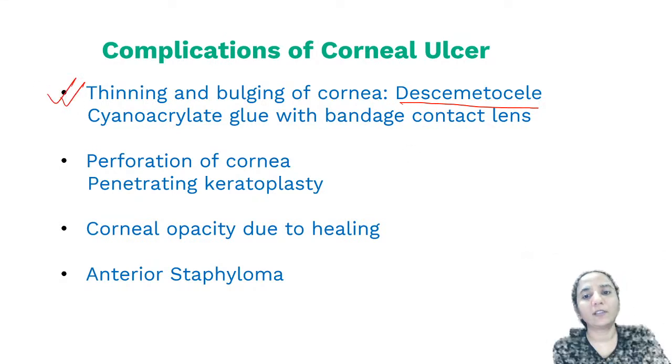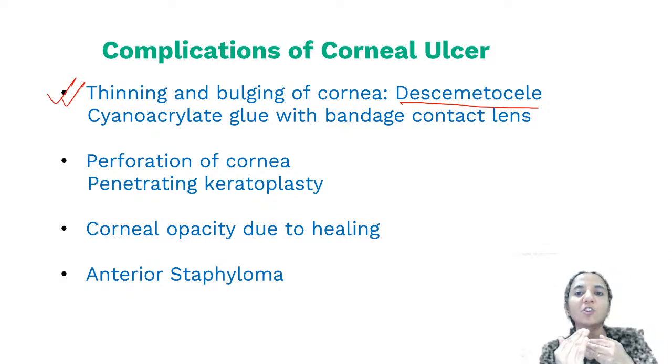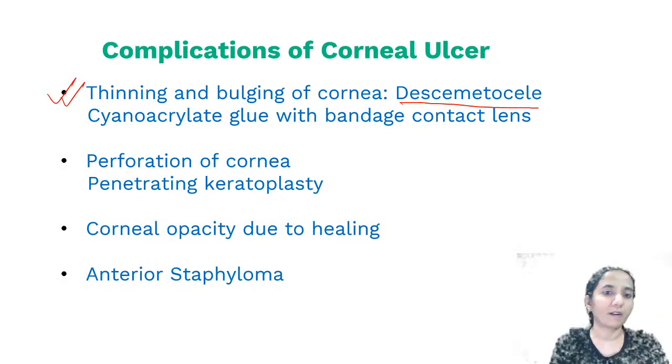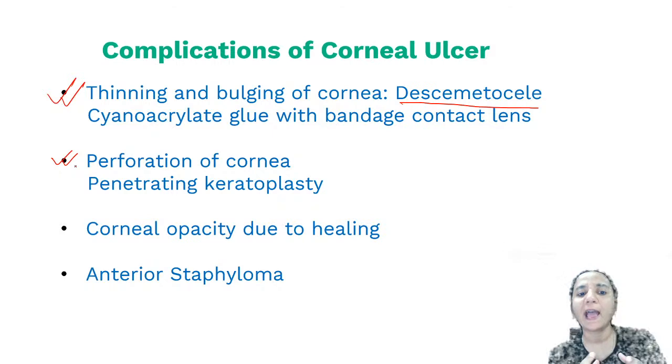So what do you do about this? Here we have to give some structural support to the cornea and allow it to heal. So you put a bandage contact lens over cyanoacrylate glue. The cyanoacrylate glue provides the support, and on top of this we give tectonic support in the form of a bandage contact lens. This is to prevent perforation of the cornea. Otherwise the cornea will perforate. Right? As I said, if you don't treat the descemetocele, then at a certain point the Descemet's membrane will also give way and the cornea will just rupture, and that's called perforation.